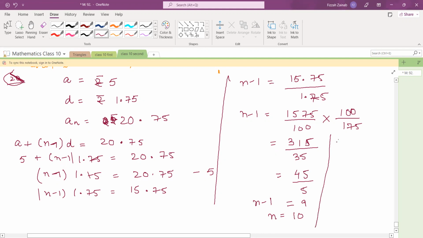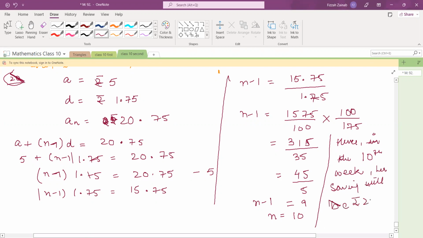So hence, in the 10th week her saving will be rupees 20.75.